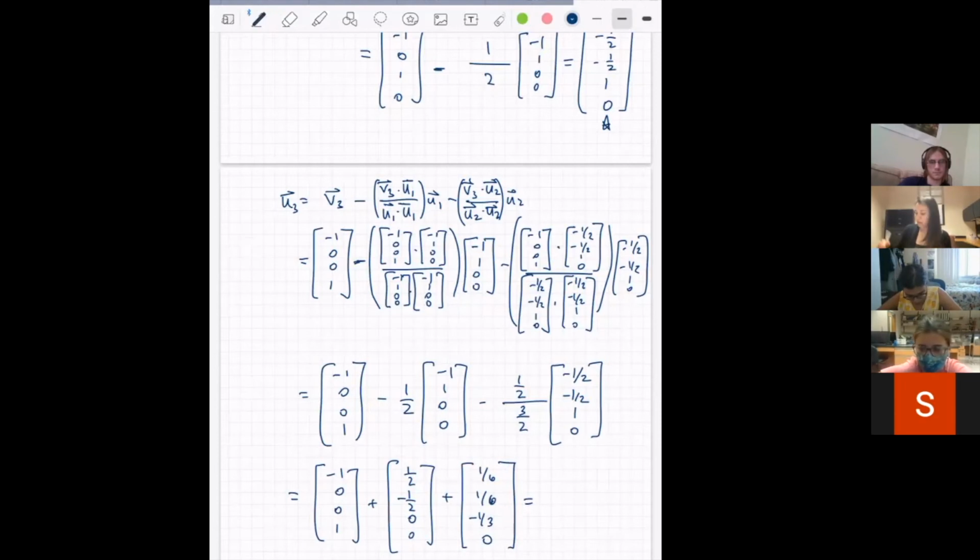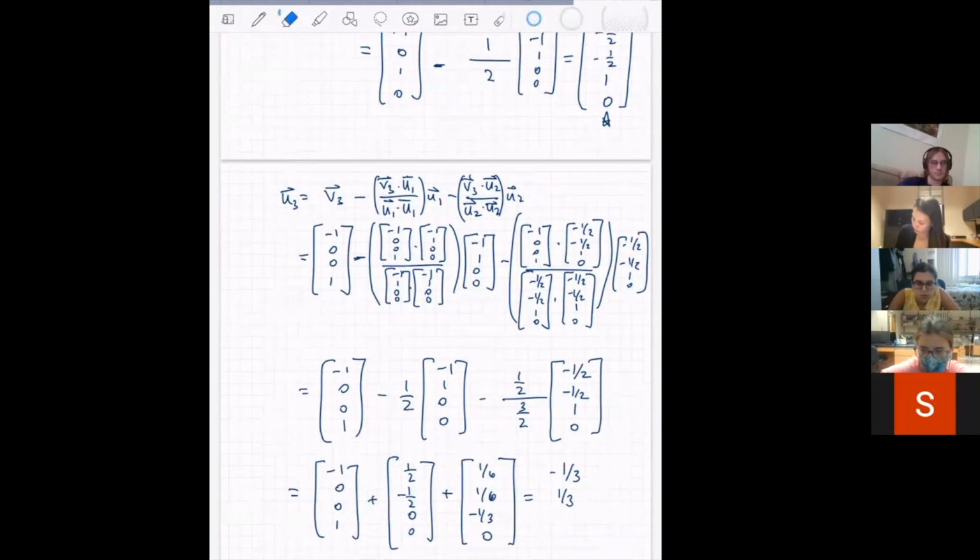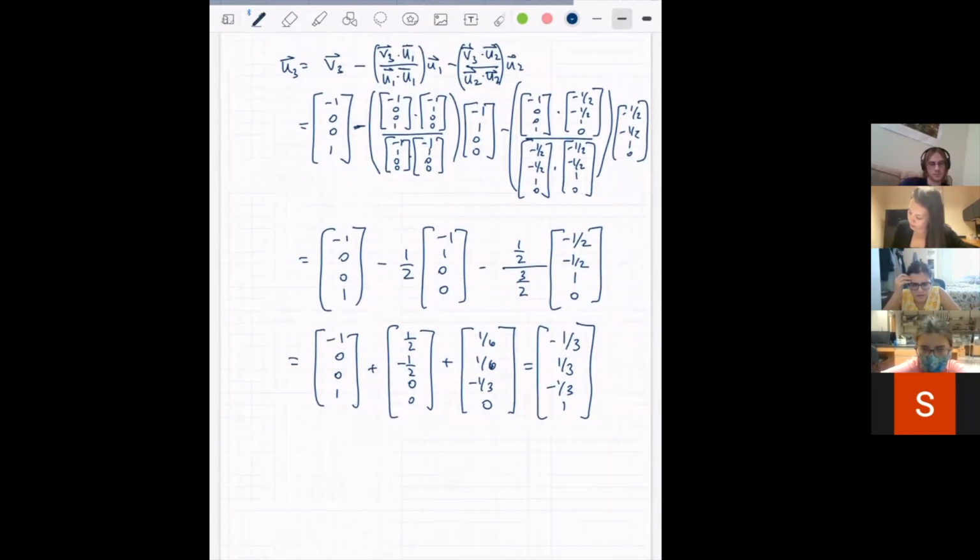Okay, and then it's just a matter of adding these things up. Okay, so 1/2 plus 1/6 is 4/6, which is 2/3, which is minus 1, so negative 1/3. And then this is, I think, 1/3, and that's negative 1/3. And that's 1. Pardon me. Yeah. So in the second row, that would be negative 1/2 plus 1/6. So it'd be negative 1/3. Yeah, you're right.